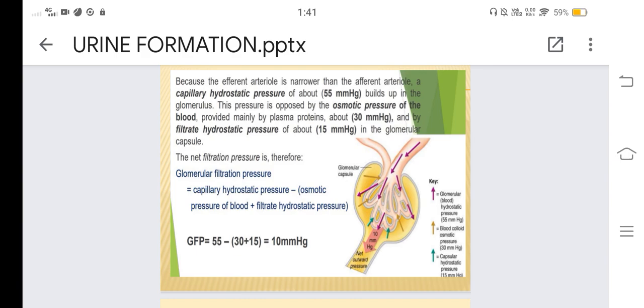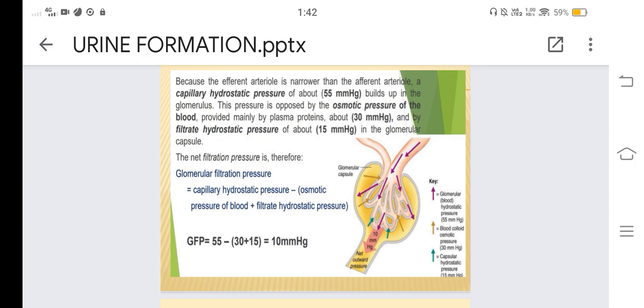A capillary hydrostatic pressure of about 55 mmHg builds up in the glomerulus. This pressure is opposed by the osmotic pressure of the blood, provided mainly by plasma proteins, about 30 mmHg, and by filtrate hydrostatic pressure of about 15 mmHg in the glomerular capsule. So the net filtration pressure, the glomerular filtration pressure, is capillary hydrostatic pressure minus osmotic pressure of blood plus filtrate hydrostatic pressure. GFP is equal to 55 minus 30 plus 15, which gives 10 mmHg.